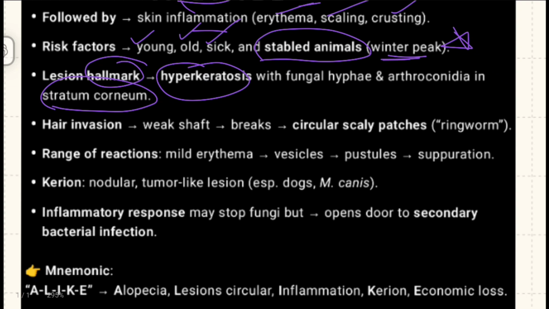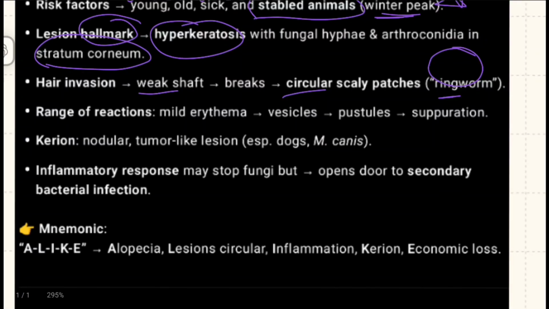Wherever the hairs are invaded, they become weak shafts, and eventually they break, leading to circular scaly patches. We already discussed this: it gives a ring-like lesion, called ringworm. There is a range of reactions, from mild erythema to the formation of vesicles, which then increase in size to become pustules. Then secondary bacterial infection leads to the formation of pus. Those lesions are called suppuration.